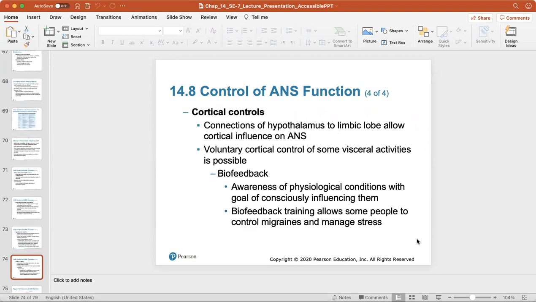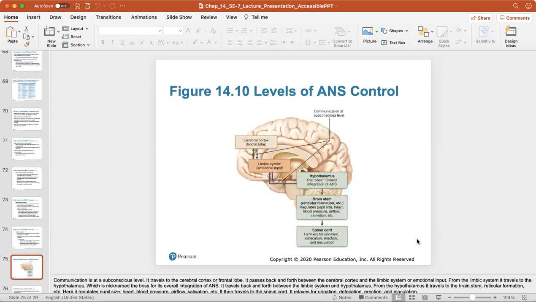Cortical controls are connections of the hypothalamus to the limbic lobe to allow more cortical influence on the autonomic nervous system. And this just kind of takes you through the levels of autonomic nervous system control and where in the brain is kind of taking control for each part of the autonomic nervous system.